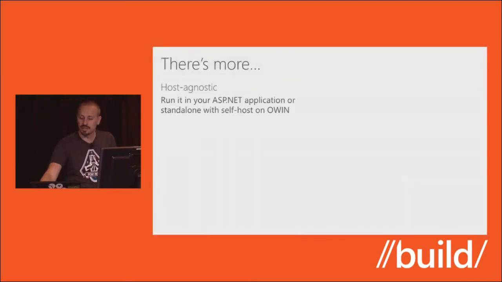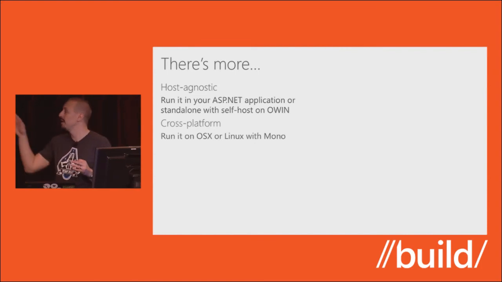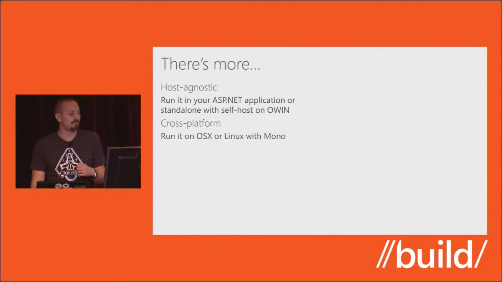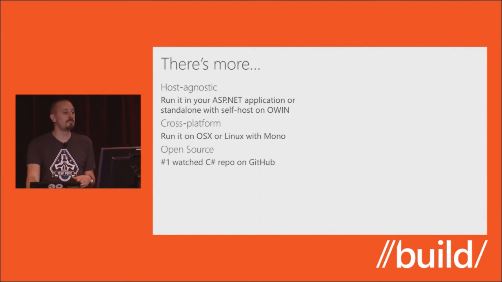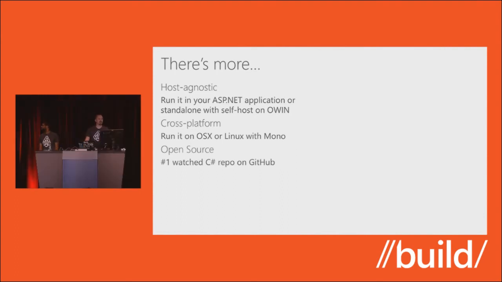So lastly, it is host agnostic. I talk about ASP.NET, but like Web API, you can actually run this on top of your own self-host as well via OWIN, the Open Web Interfaces for .NET. It's cross-platform. We do have people using this on Mono. They take our source code, they compile it. Now they can run ASP.NET with SignalR on top of Mono, on top of OS X or Linux. And we're open source. We're the number one watched C# repository on GitHub.